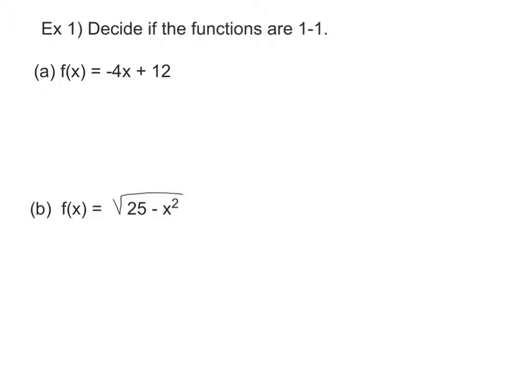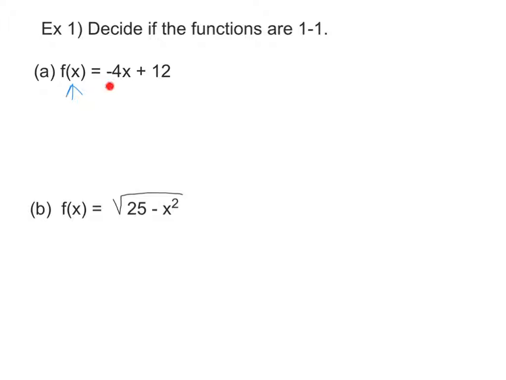So let's take a look at a couple of functions here and determine if they're one-to-one. Notice this is already f of x. I know this is a function, so the criteria for the x's is already taken care of. The only criteria we're concerned about once we know it's a function is if the y's repeat. So if I'm looking at this function, I have negative 4x plus 12. Is there anything in there that's going to give me a repeating y?